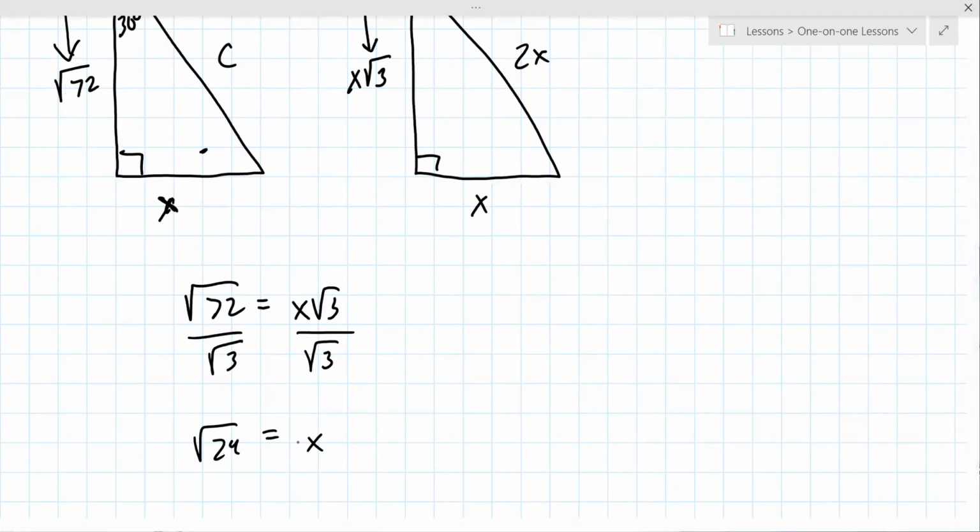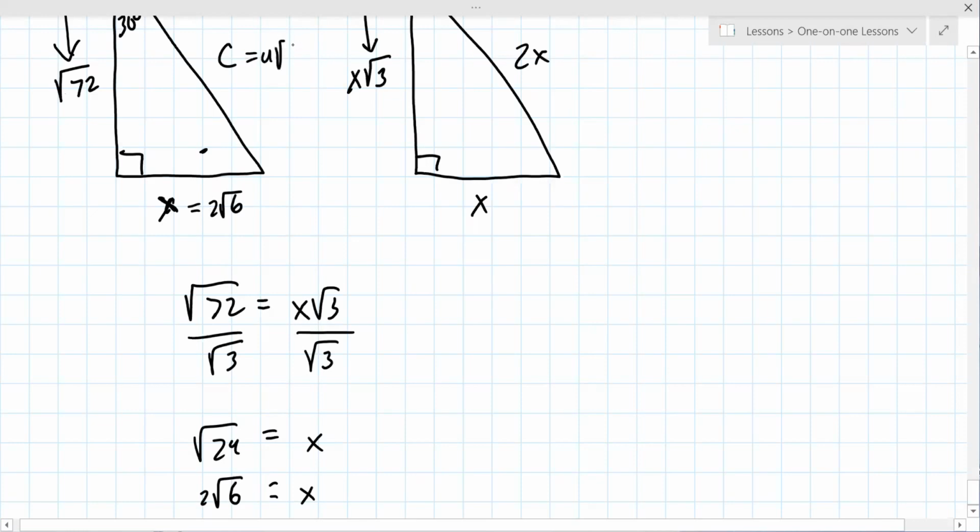And then that reduces, so let's do that. X is 2 root 6. I agree with that. So that is actually this X, and it's the reference X. Yeah. Great. Now C is what? 4 root 6. Four root 6, yeah. Good. All right, let's try another one here.